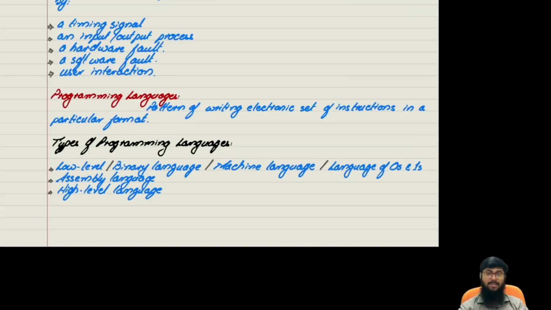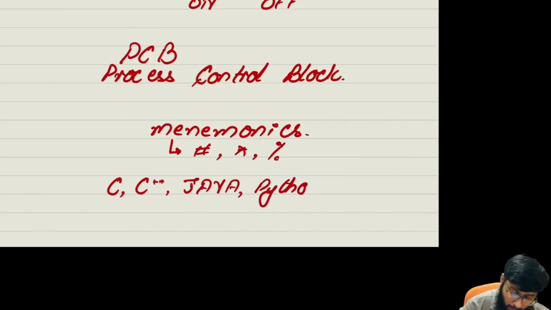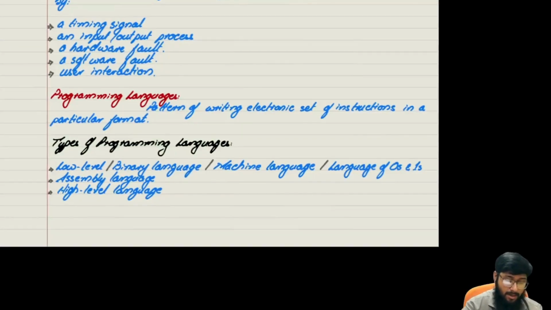Now, high level language is a completely human understandable language. That means you and me can understand that high level language quite easily. Now, examples of high level language could be C, C++, Java, Python, Prolog, VB, or SQL. So it can be any programming language that is understood by a human.